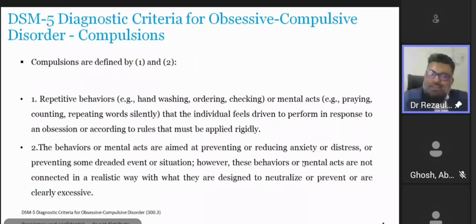Compulsions are repetitive behaviors, like repeated hand washing, ordering or checking, or mental acts like praying, counting, repeating words silently, that the individual feels driven to perform in response to an obsession, or according to rules that must be applied very rigidly. The behaviors or mental acts are aimed at preventing or reducing anxiety or distress, or preventing some dreaded event or situation. However, these behaviors or mental acts are not connected in a realistic way with what they are designed to neutralize or prevent, or are clearly excessive.